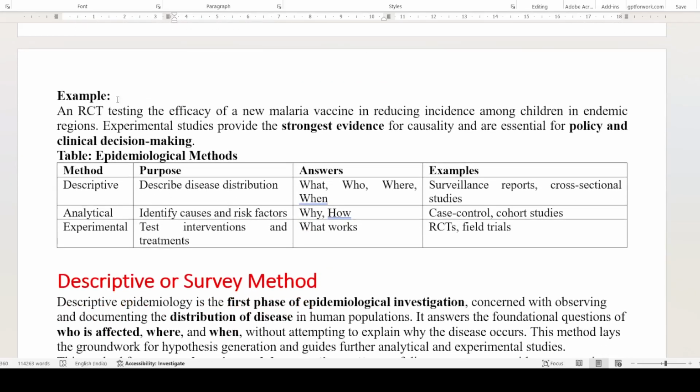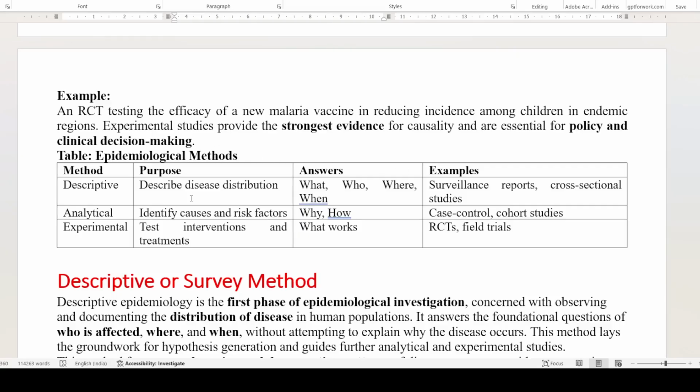So, for example, in experimental studies, an RCT testing the efficacy of a new malarial vaccine in reducing incidence among children in endemic regions. What evidence are we having for causality? This is essential for policy and clinical decision making also, showing whether the malaria vaccine is efficient enough to reduce the incidence among children in endemic regions or not.